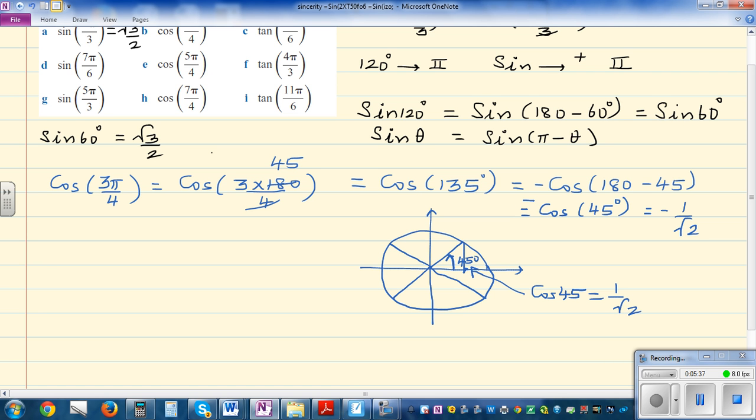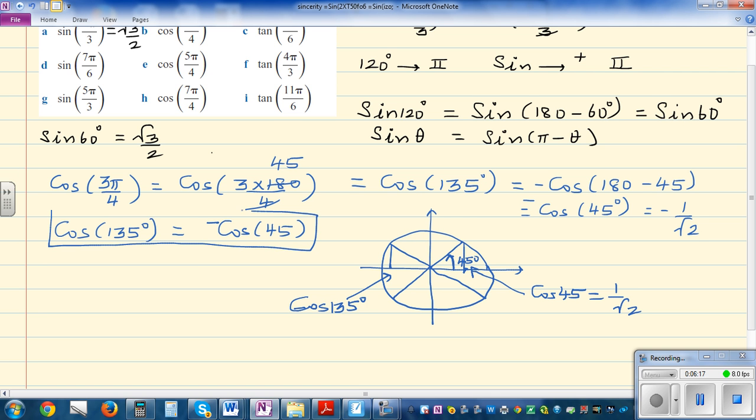So if you take this value, this is cos of 135, which is the reflection on the y-axis. So what we are saying is cos of 135 degrees is the same as the negative of cos 45. You take the negative of cos 45, the minus of cos 45 will give you cos 135.